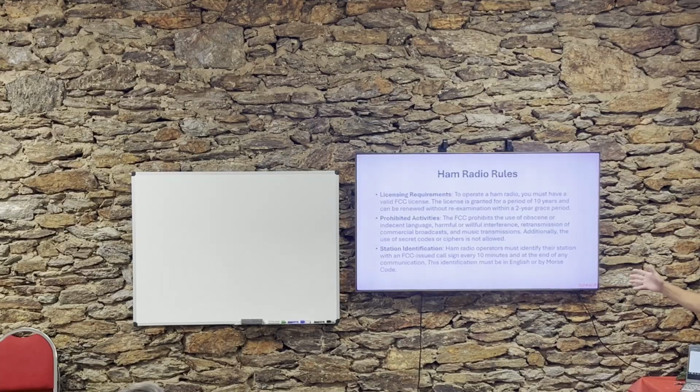All right. Prohibited activities. Now, here's where we get into things that you're not supposed to do. The FCC prohibits the use of obscene or indecent language. You can't be on there just cussing somebody out up one side and down the other. You can't be on there talking, you know, love making or anything like that. It's just inappropriate. Don't need to be doing it. I mean, common sense here.